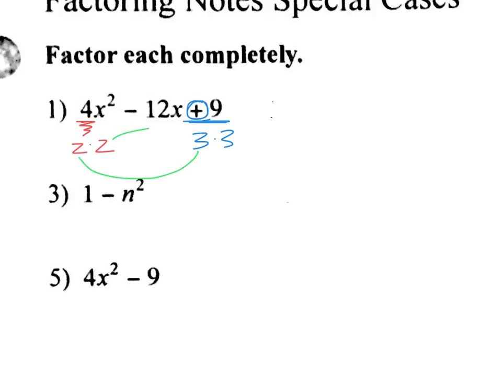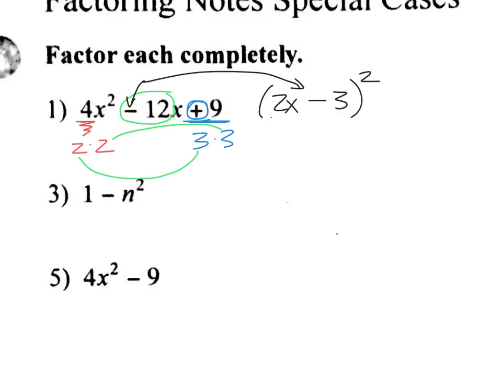6. What is 2 times 3? 6. What does 6 and 6 give me? That negative 12. So I end up getting 2x and 3. All I have to do is figure out the sign. The sign is right here, and that's what goes here, minus, and then that's a square. Now, that only works because, again, this is a square, this is a square, and that has to be positive. And when you do those numbers, 2 and 3 is 6, 2 and 3 is 6, 6 and 6 gives me 12, that middle term.